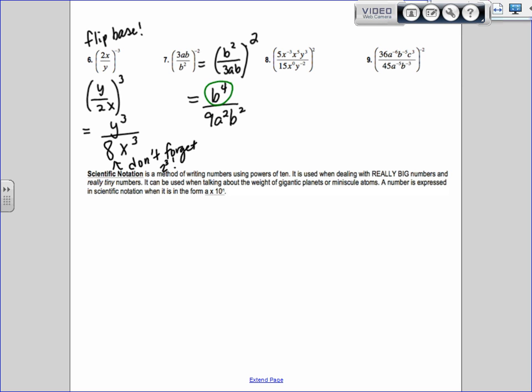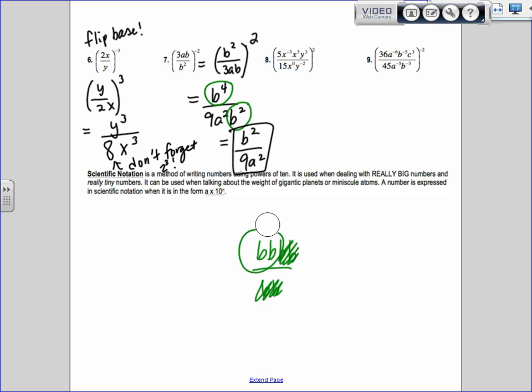That's when I'm like, oops, I have b's on top and the bottom. That's never going to happen. Like, you can always combine those. Okay, so what's that mean if you have 4 b's on top and 2 b's on the bottom? What happens? Yeah, you could get b to the 4th minus 2, b to the 2. Or you could imagine like 2 canceling on top and bottom. See how they're left on the top? So you would get b squared over 9a squared. That's your answer. So think about reducing.